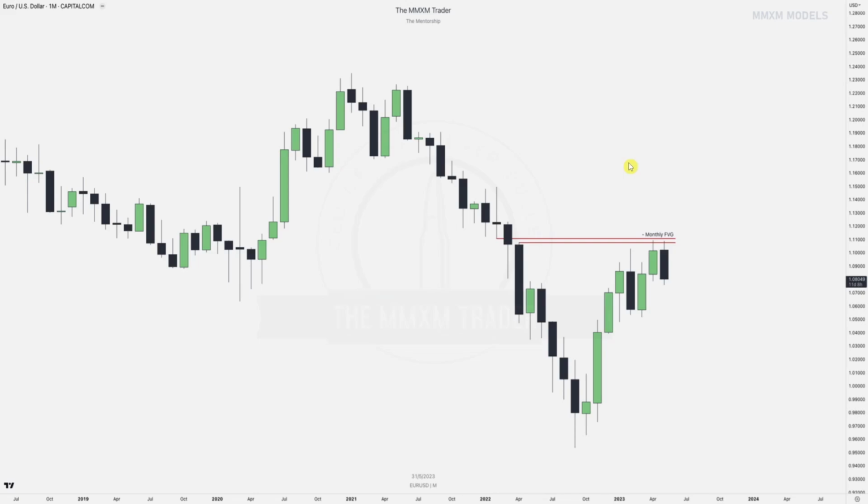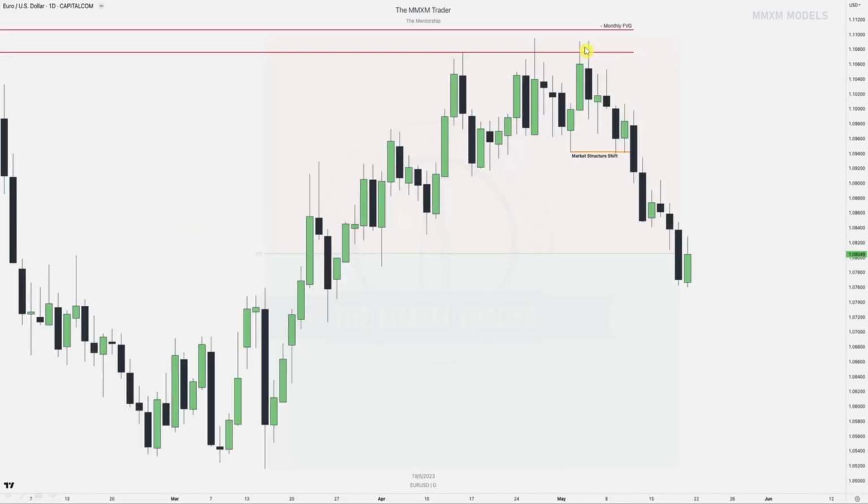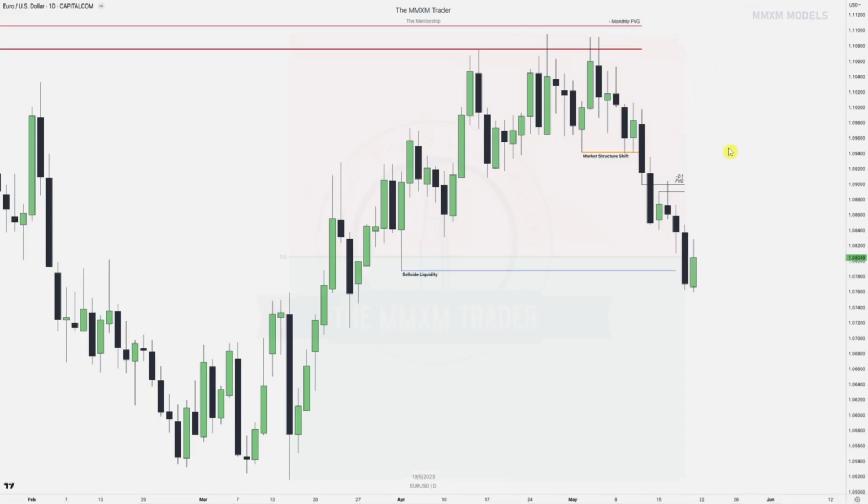So let's go to the daily. So on the daily, we hit that monthly fair value gap, right? We have a market structure shift down here. So we're going into sell side of the curve. So now we know bearish order flow on the daily time frame. It makes sense because we got that time frame alignment, right? We have that higher time frame PD array in the monthly fair value gap. So it makes sense for the daily structure to shift.